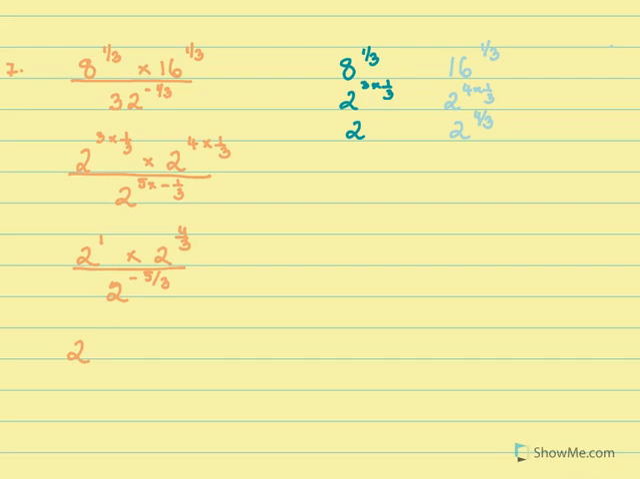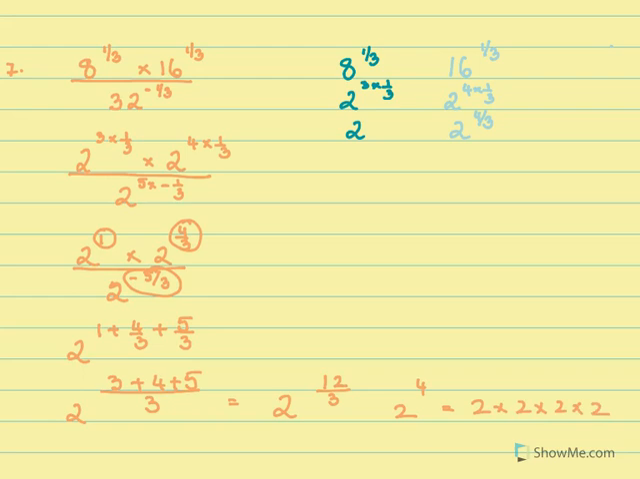I put the powers together. 1, I write 1 here, plus 4 by 3, and this minus 5 by 3 I add, becomes plus 5 by 3. So the LCM is 3. 3 plus 4 plus 5, that is 2 raised to 12 by 3. 2 raised to 4, and that is 2 into 2 into 2 into 2. So the answer is 16.